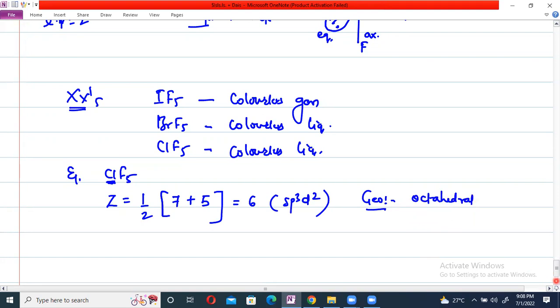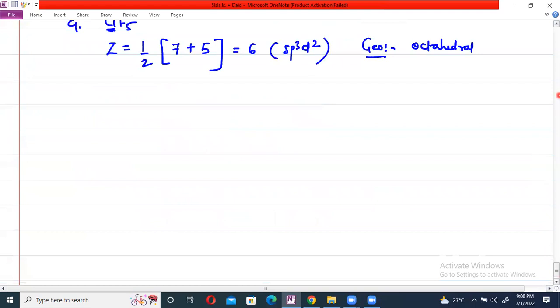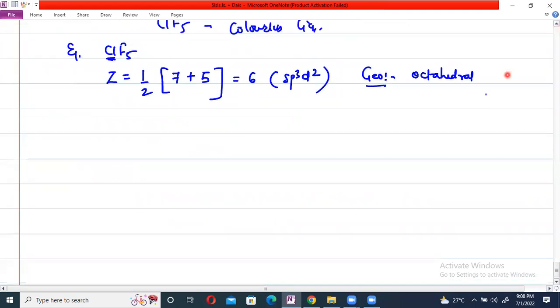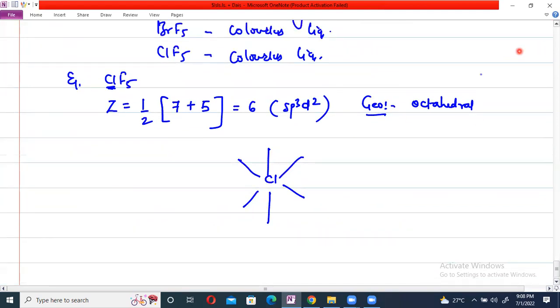But if you want to draw the octahedral, we can draw the octahedral in this way. See, octahedral I am going to draw. It is in this way. It is chlorine, 1, 2, 3, 4, 5, 6. But in this one, find out now the number of bond pairs and lone pairs. See, it is the geometry of the octahedral. The central atom chlorine is there.